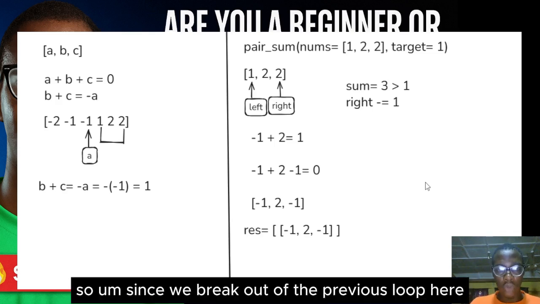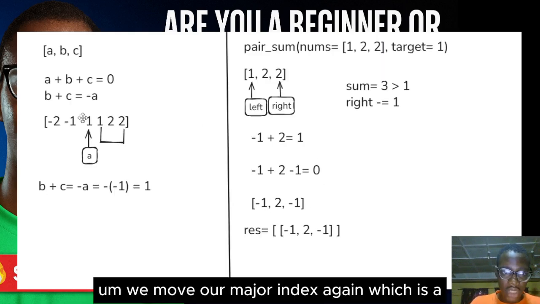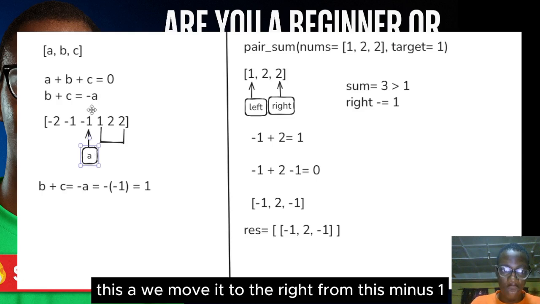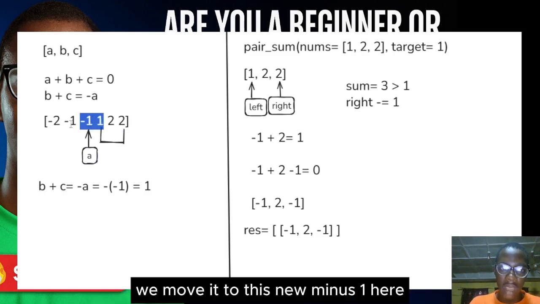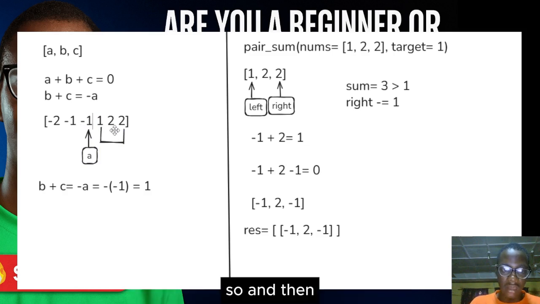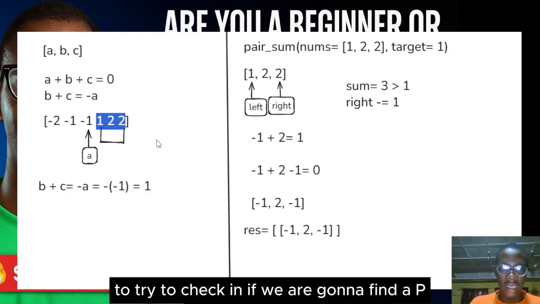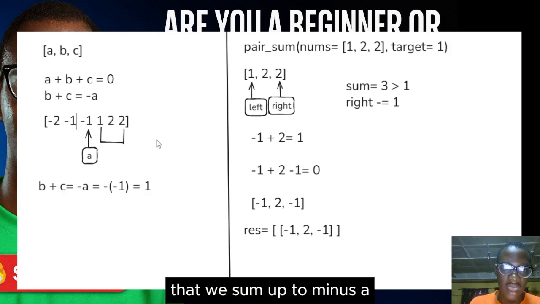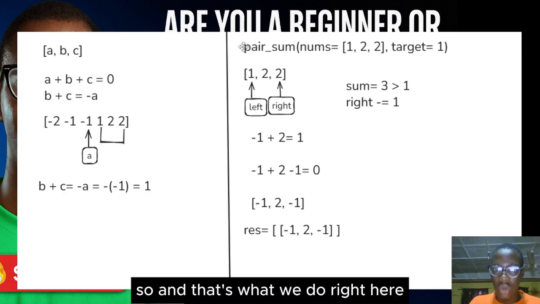Alright, since we break out of the previous loop, we move our major index again, which is a. We move it to the right from the -1 that it was previously, to this new -1 here. Then we need to check through the rest of the array, 1, 2, 2, to see if we can find a pair that will sum up to -a, which in this case is 1, because a is -1.